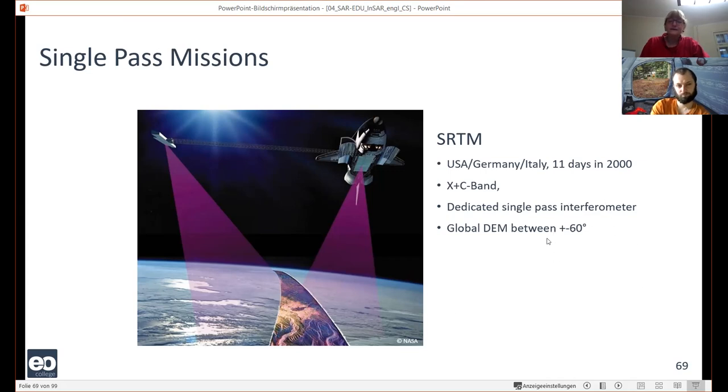But this is based on the orbit that the shuttle can fly. Yeah, the inclination of the orbit, like the ISS, the International Space Station, the inclination of the orbit is such that the highest latitude is 60 degrees.